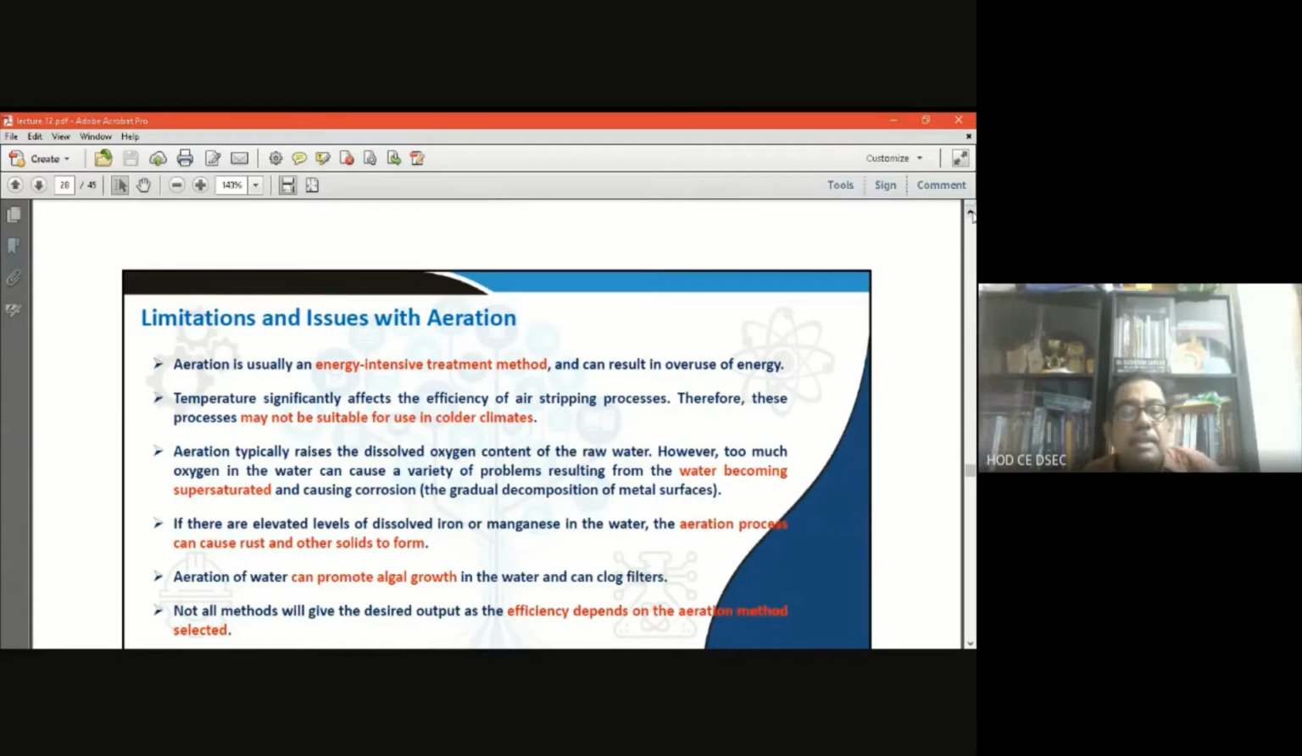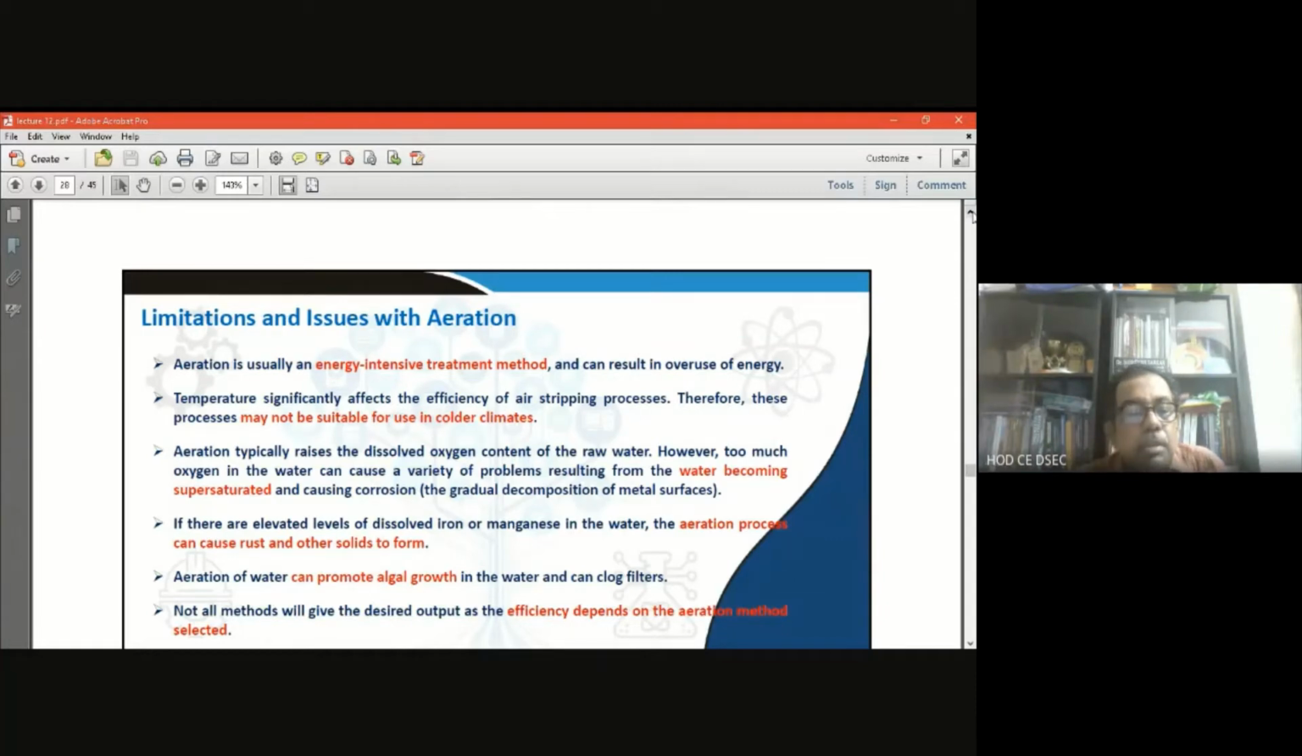Aeration typically raises the dissolved oxygen content in water, as you have seen in the oxidation case, but too much oxygen in the water results from over-aeration. There is a rate of aeration. Overdosage of aeration causes a variety of problems. What problems? Water becomes supersaturated due to overdosage of aeration, which causes corrosion, because of gradual decomposition of the metal surface.